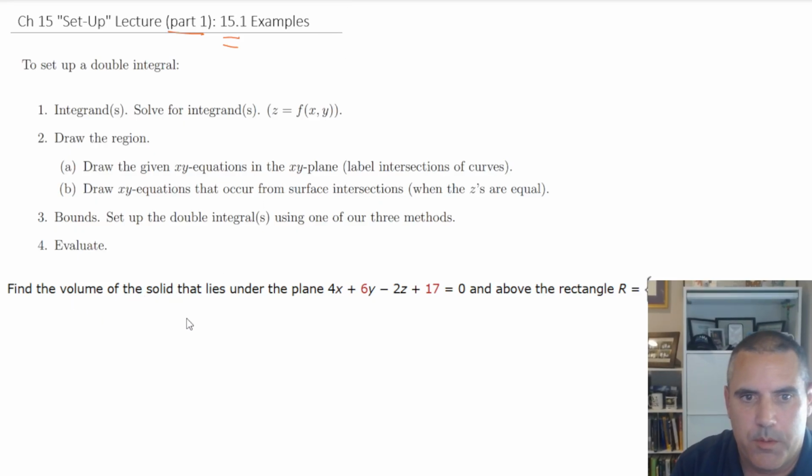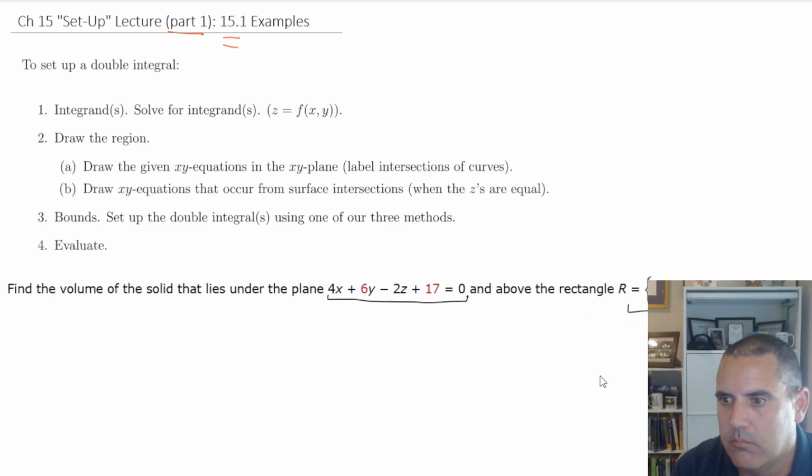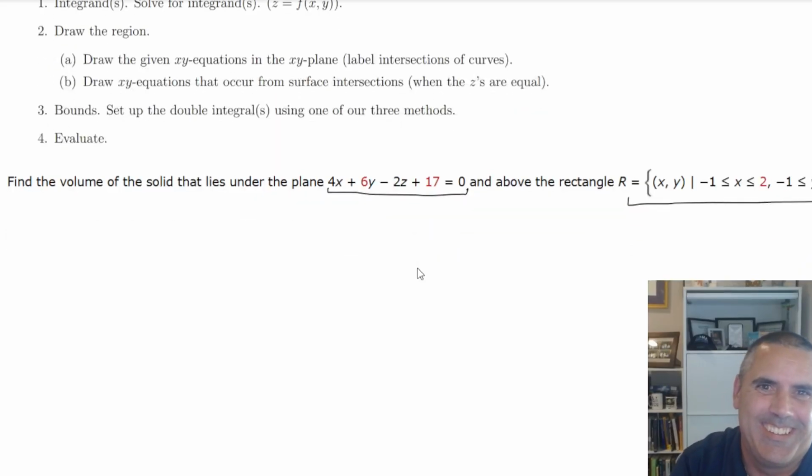Okay, so here's a problem from the homework. It says find the volume of the solid under this plane and above this rectangle. Apologies, my cat is meowing in the background.